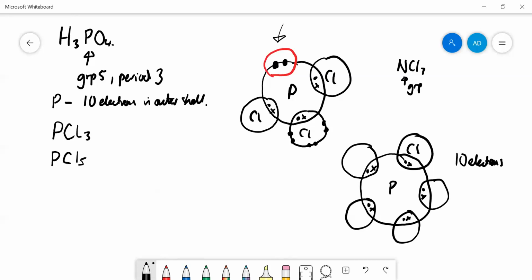Nitrogen, on the other hand, you can only get NCl3. You can't get NCl5 because nitrogen is in period 2, and you're not allowed to have more than 8 electrons in the outer shell. Okay, so that's PCl5 with 10 electrons in the outer shell. Let's draw phosphoric acid now, which also has phosphorus with 10 electrons in the outer shell.